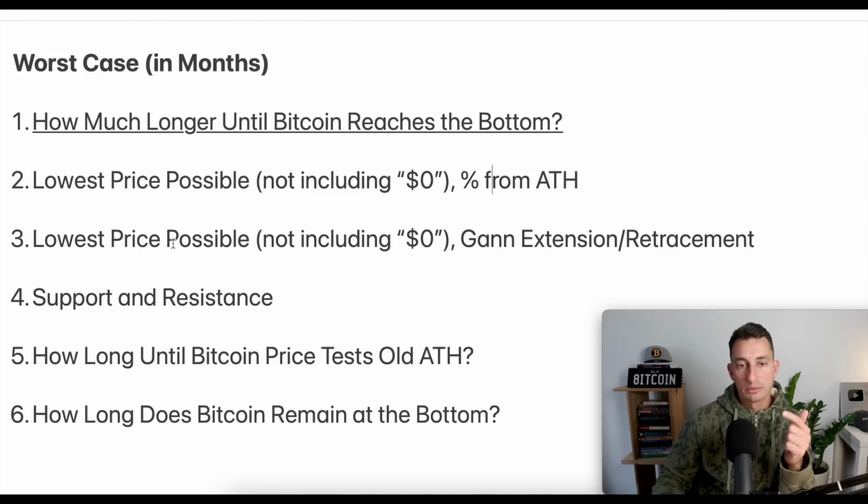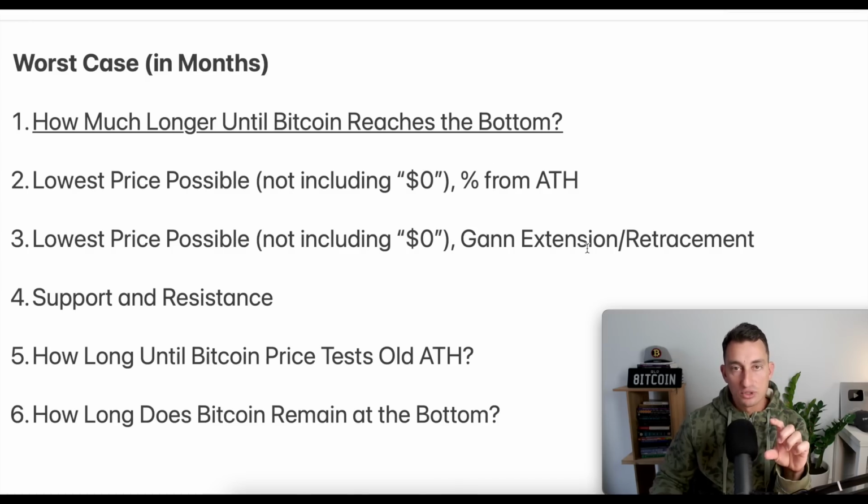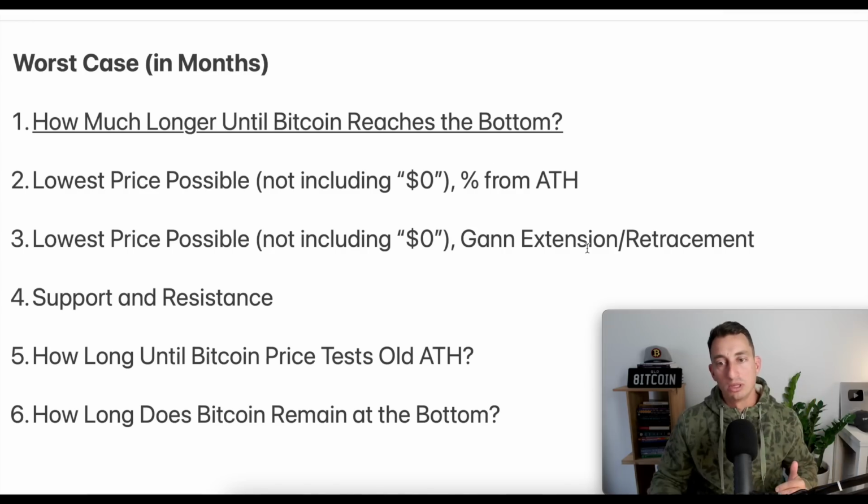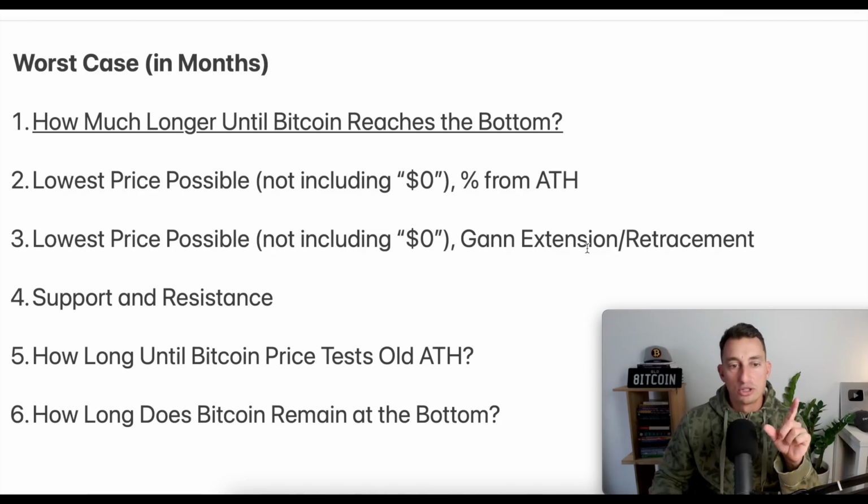Now let's look at the lowest price possible using some Gann extensions and retracements. And this is where it gets really, really interesting because we start to find areas within the retracement tool that the market has corrected to and not gone below, but bounced between 2 particular levels. And they start to line up with support and resistance as well. So let's take a look at those.